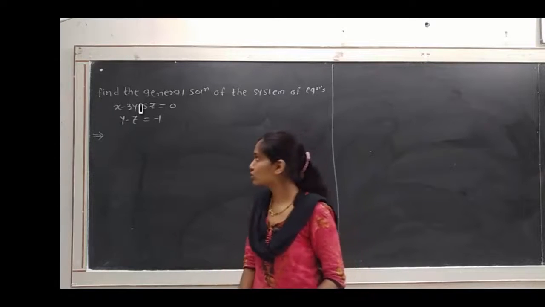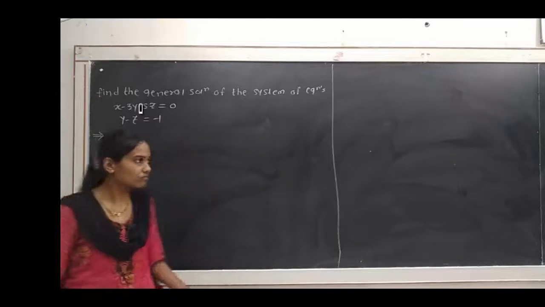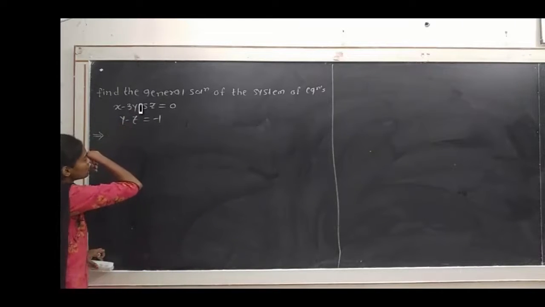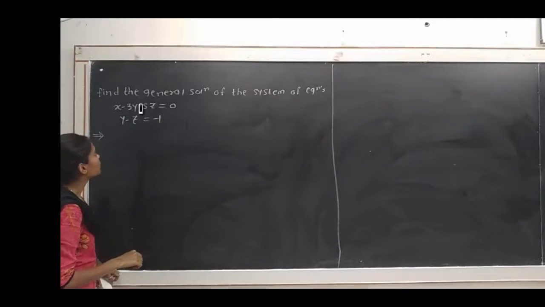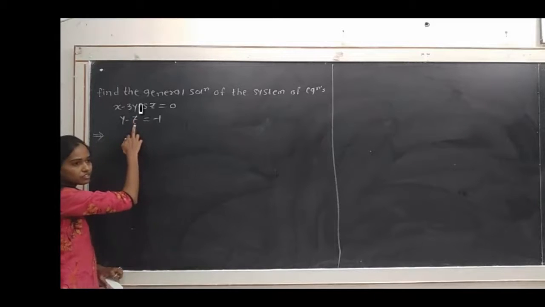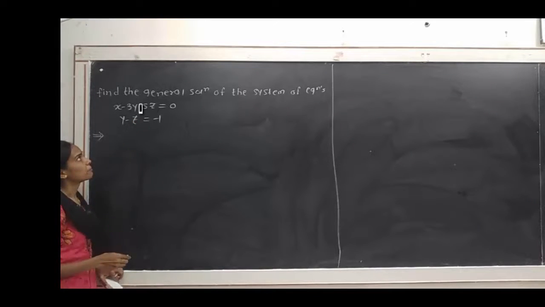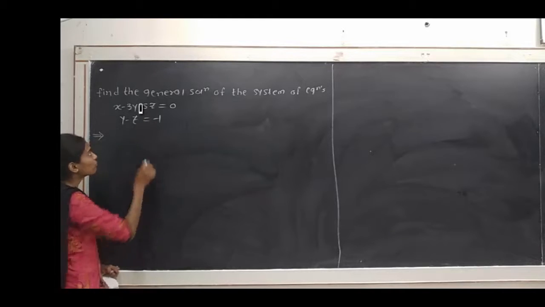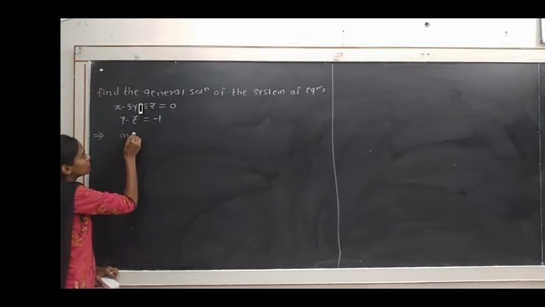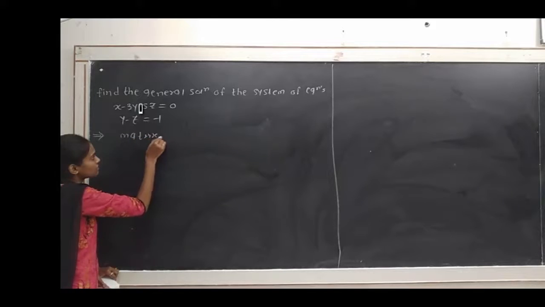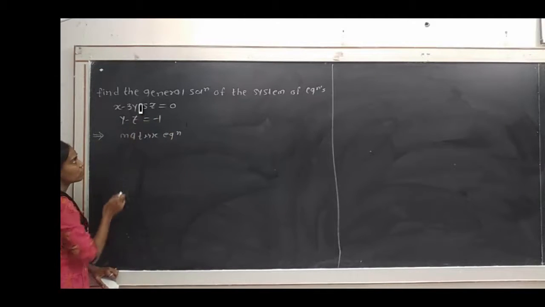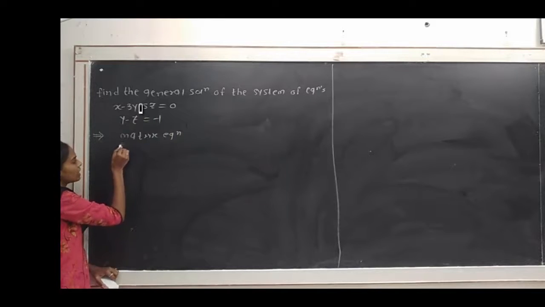Okay, so here I write the example, that is the system of equations. This is a system of two equations. From that, first we have to write the matrix equation, that is in the form Ax is equal to b. So first we write the matrix equation for this system of equations.